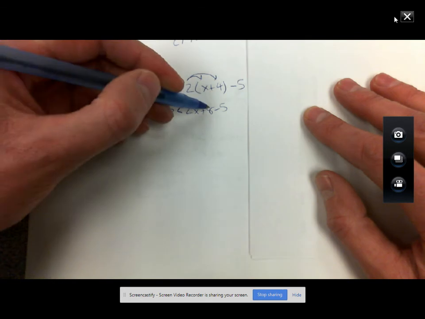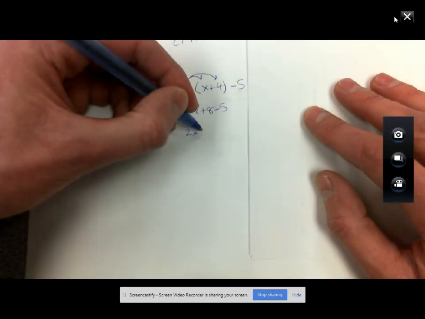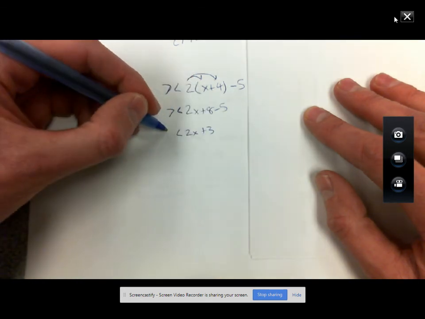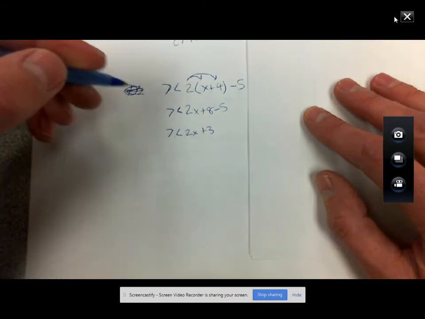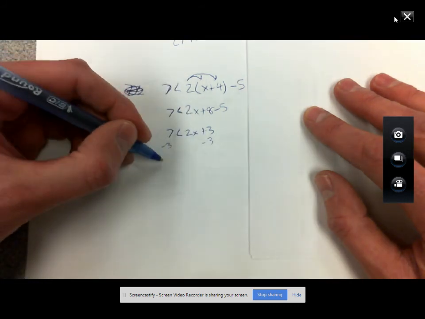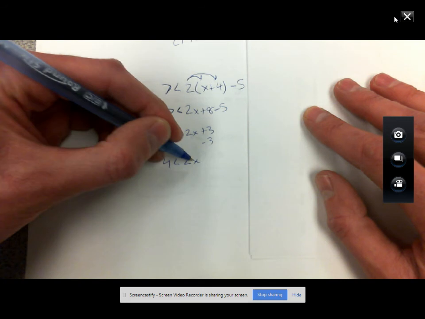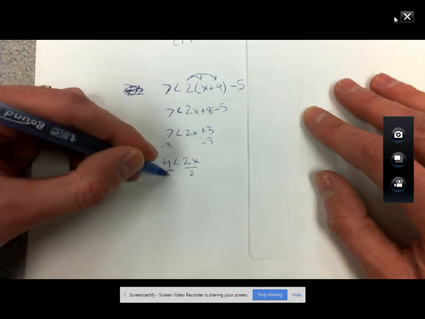I can combine some like terms here. So it'd be 2x plus 3. And I'm going to solve for x. So I'm going to subtract 3 from both sides. I get 4 is less than 2x. Divide both sides by 2.